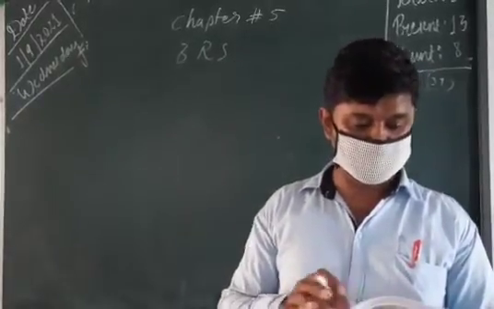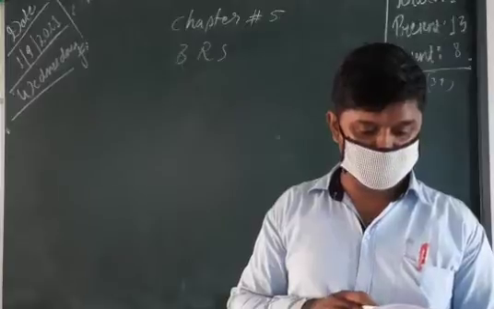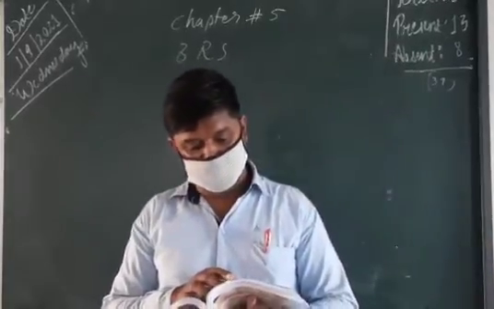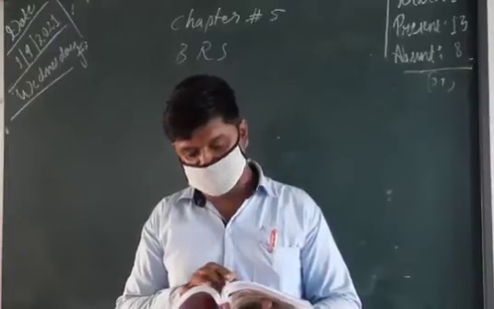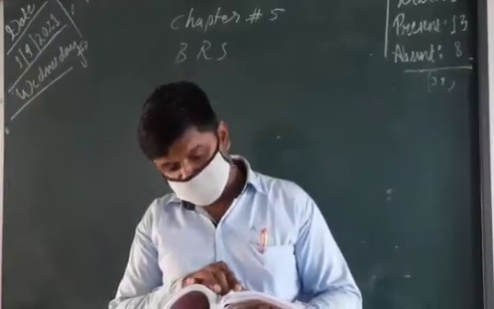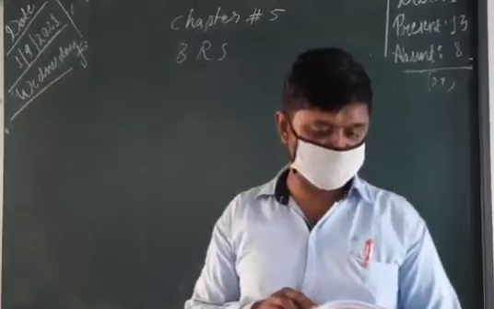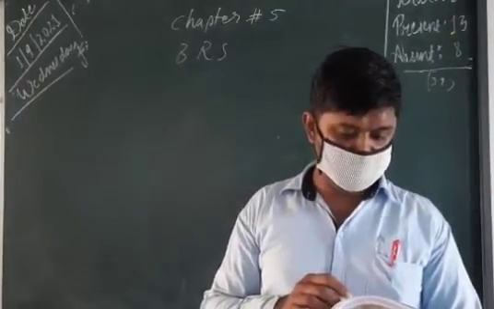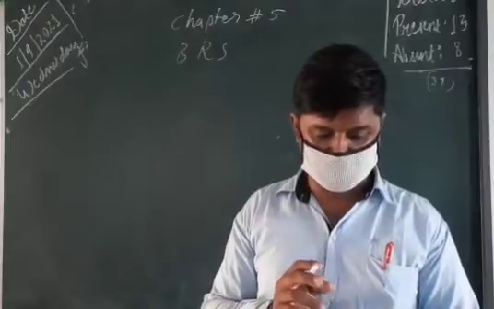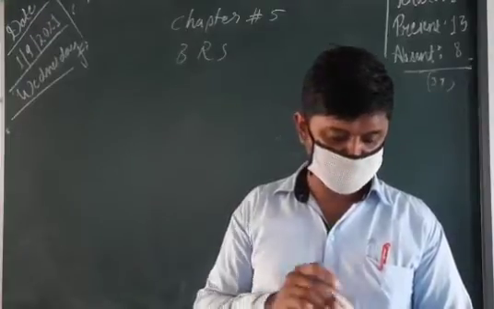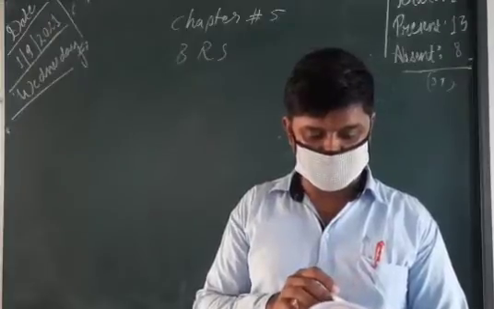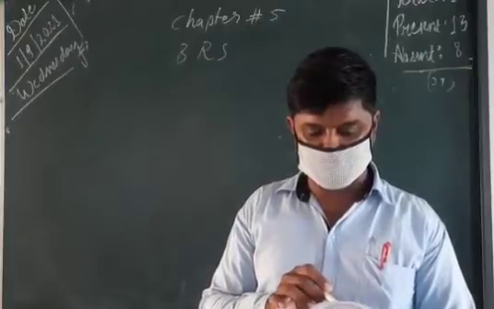The question is like this: from the following particulars, prepare the bank reconciliation statement of Mr. Vinod as on March 31st, 2017. First item, bank balance as per cash book, rupees 50,000. Check issued but not presented for payment, rupees 6,000.